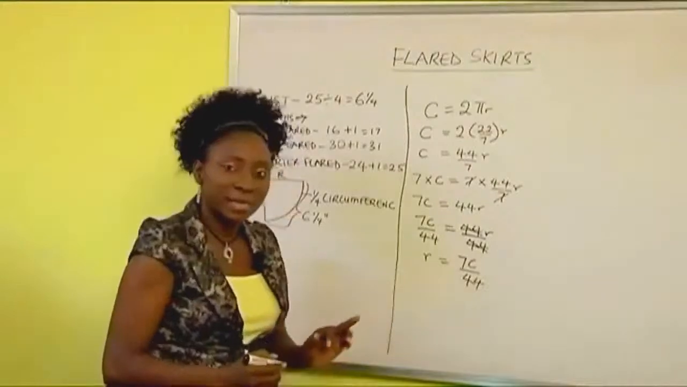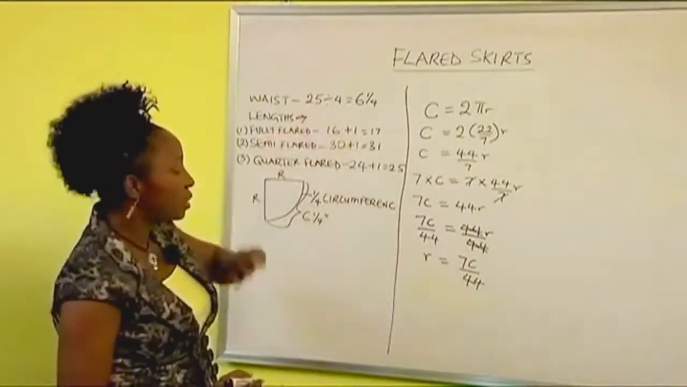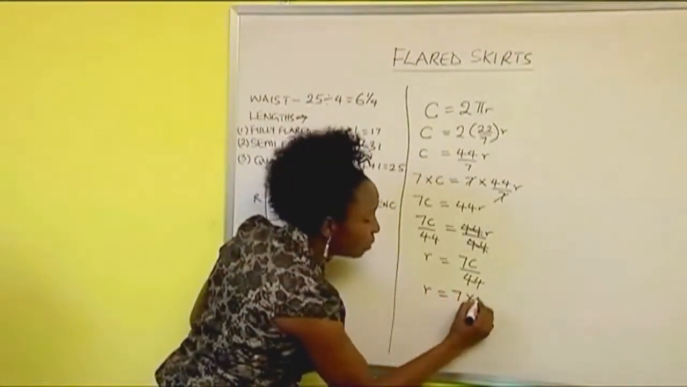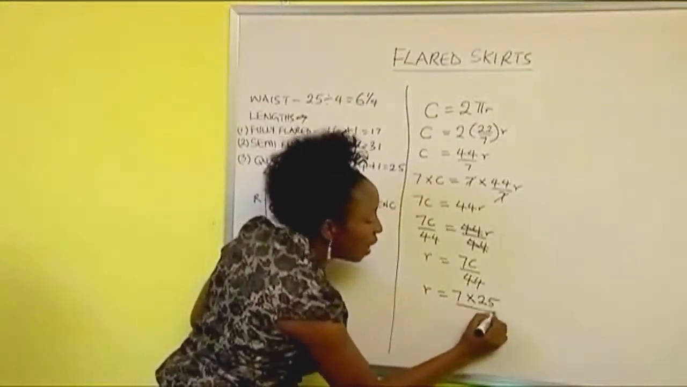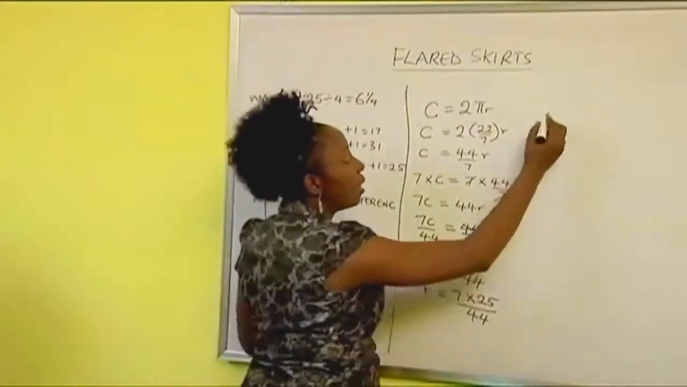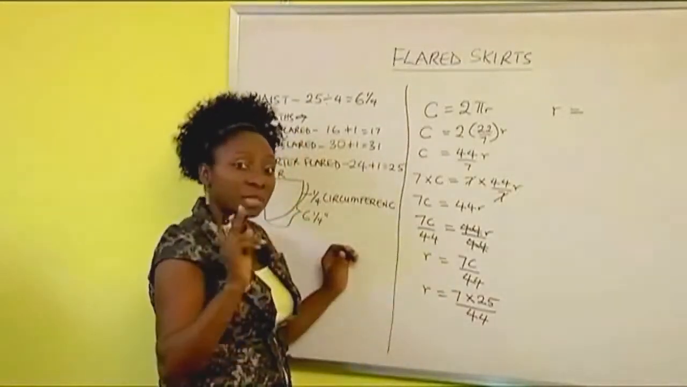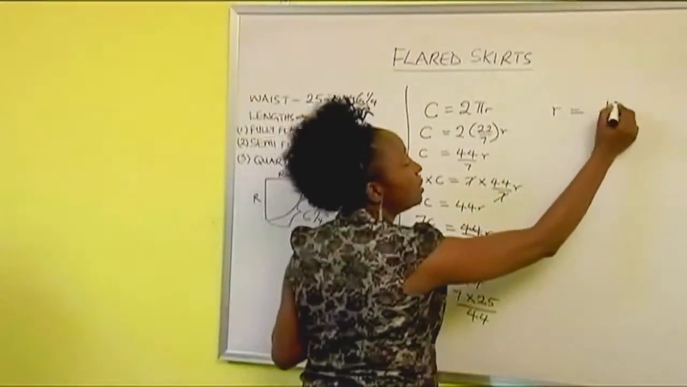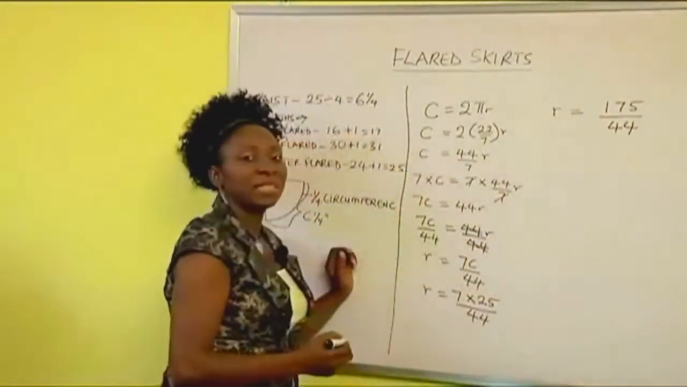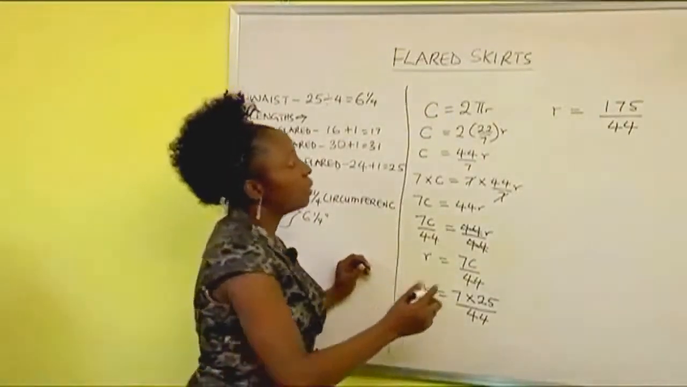Now, once we've done this, we already know that this is r. So now I know my C. So all I have to do is substitute C with my measurement, which is 25 inches. So that will give me r equals 7 times 25 divided by 44. Let's go back up here. If we calculate 7 times 25, you get 175. You get 175 divided by 44. Now just take a minute and try and calculate that with your calculator or with your phone.